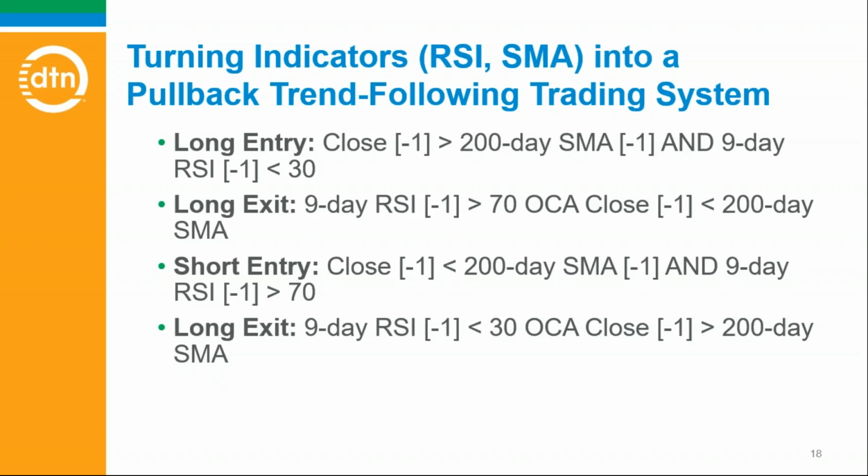Either one of those two criteria gets us out. And then I'm going to do something that's going to save you a lot of time when you're explaining this stuff amongst yourselves to fellow traders. Short entry, short exit, same thing, opposite sides, right? So close is less than 200-day moving average, and RSI is a reading of greater than 70.